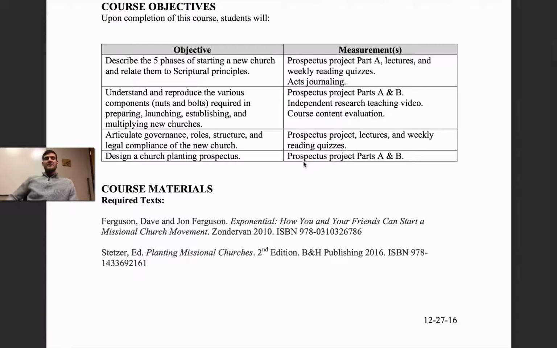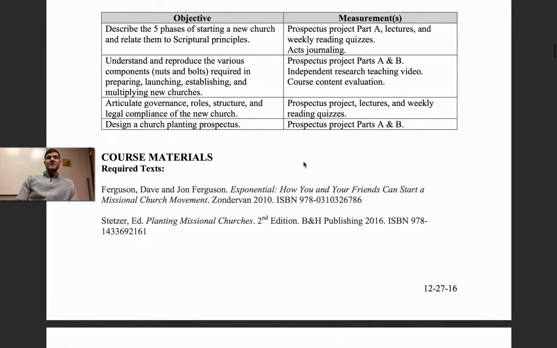And so course materials here, 2 textbooks. Dave and John Ferguson wrote the book Exponential a few years back. It's actually the Exponential Conference came out of this book idea in a lot of ways. They helped start the conference, which is probably the largest church planting conference in the U.S. right now. Exponential: How You and Your Friends Can Start a Missional Church Movement. And so that is the first course textbook. You actually won't use it until toward the end.